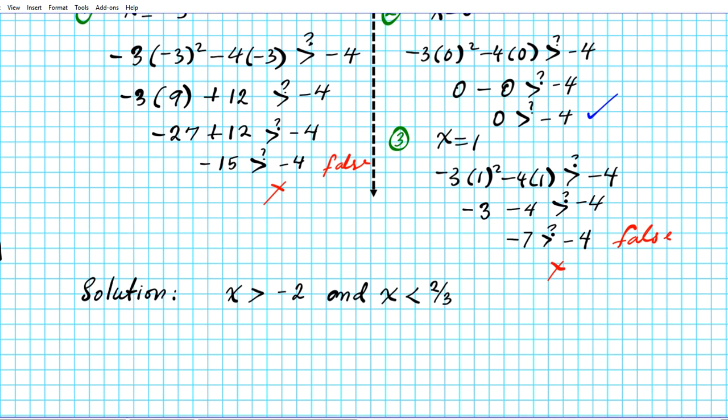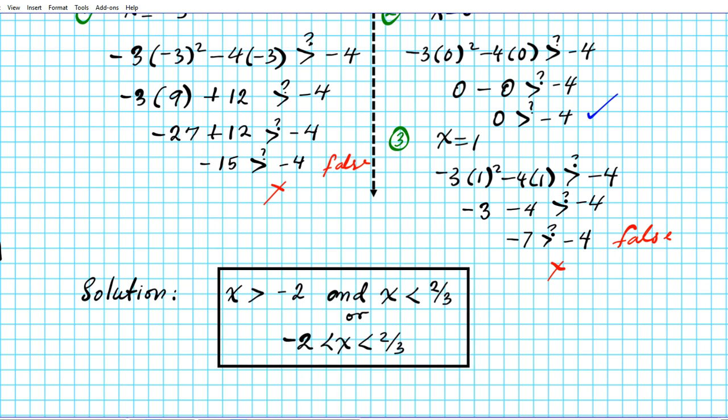Or you can write it as a compound inequality, which is negative 2 is less than x, and x is less than 2/3. So any one of these two formats of expressing your solution interval will suffice.